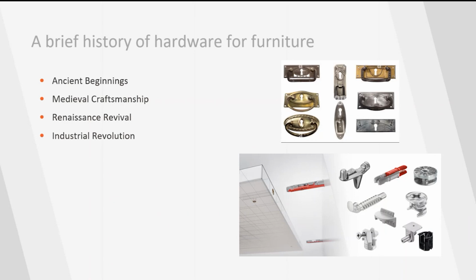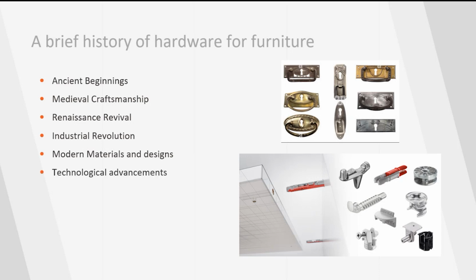The advent of the Industrial Revolution in the 18th and 19th centuries revolutionized the production of furniture and its hardware. Mass production techniques enabled the widespread availability of standardized hardware components such as drawer pulls, knobs, and locks, making furniture more affordable and accessible to a broader population. The 20th century saw the introduction of new materials like plastic, aluminum, and stainless steel into furniture hardware manufacturing. These materials offered advantages such as durability, corrosion resistance, and versatility in design. Modern furniture hardware often features sleek, minimalistic designs that complement contemporary interior styles.